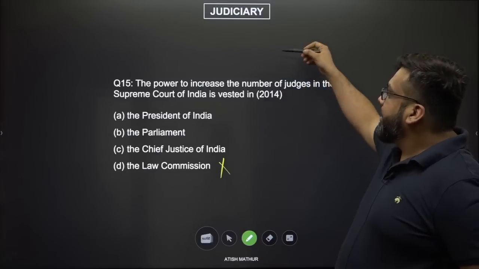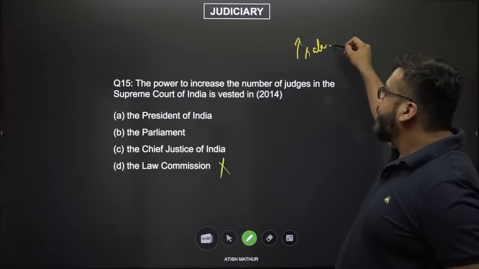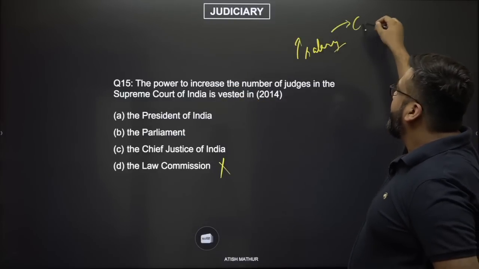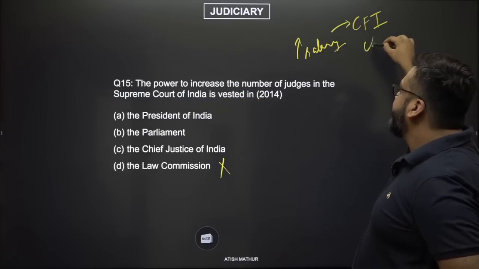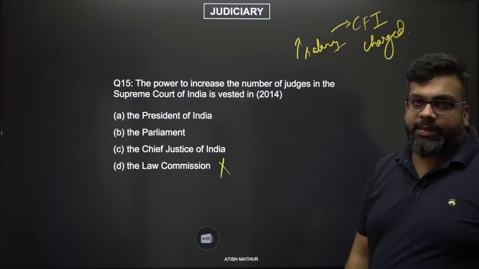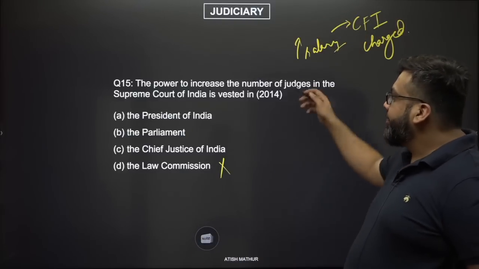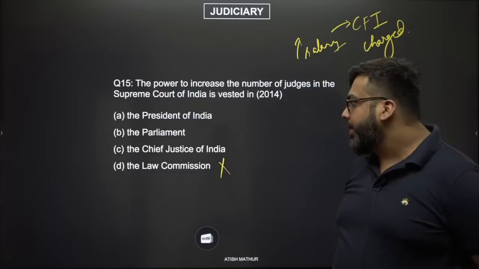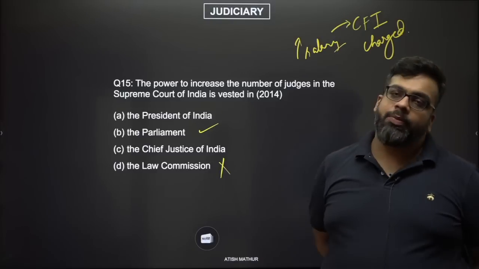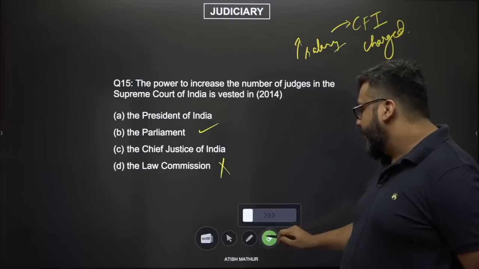Increasing the number of judges would mean you will also have to increase their salaries. You'll have to pay salaries to the new judges. Salaries have to be taken out from the Consolidated Fund of India, as Supreme Court salaries are charged there, and any money taken out from the CFI will require a parliamentary approval. Therefore, this is nothing but a financial bill, and the Parliament has the powers to decide. So we've got the Supreme Court Number of Judges Act also. So the answer is B, the Parliament.